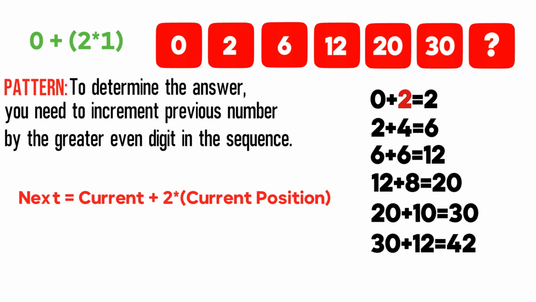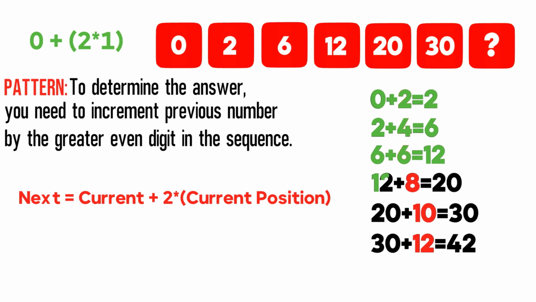Instead of using the formula, you can also use the next even number and add it to the previous number. The even numbers are 2, 4, 6, and you can increment them down the list. So you can add 2 to 0, the next one would be 4, 2 plus 4 equals 6. The next number would be 6, 6 plus 6 is 12.